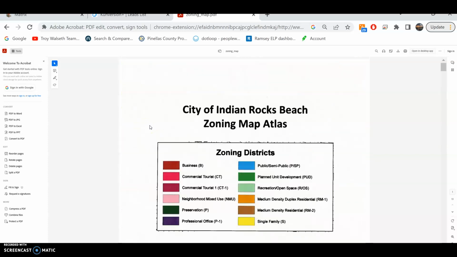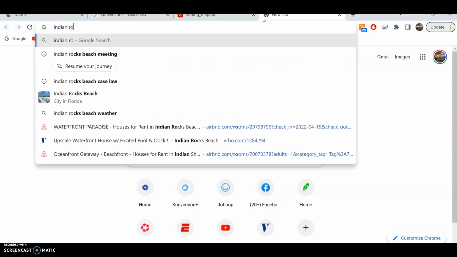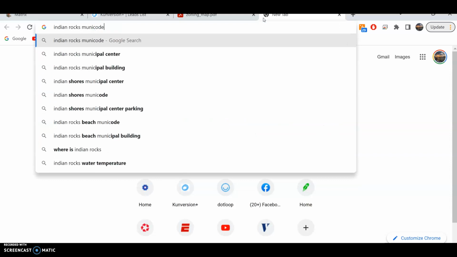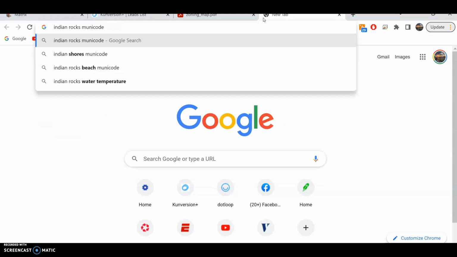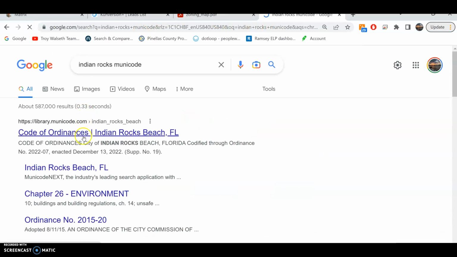And we're going to have to scroll all the way up to see what this orange color is. Medium density duplex residential. So that is RM-1. That's what it's called, RM-1. So now we're going to cross-reference that with Indian Rocks municode. And whatever city or municipality you're working on, you're just going to type the city's name. So you type Largo municode or whatever it is. And you're going to find the code of ordinances for the city.